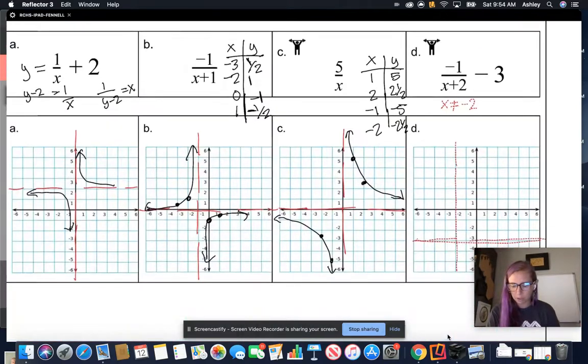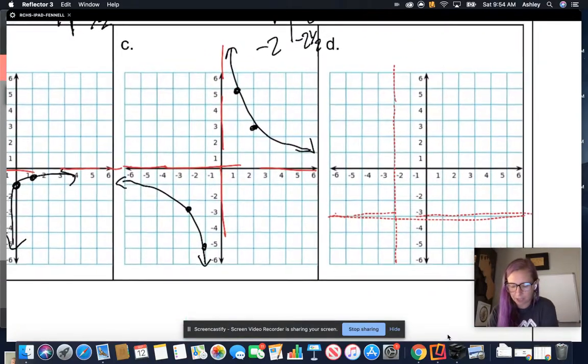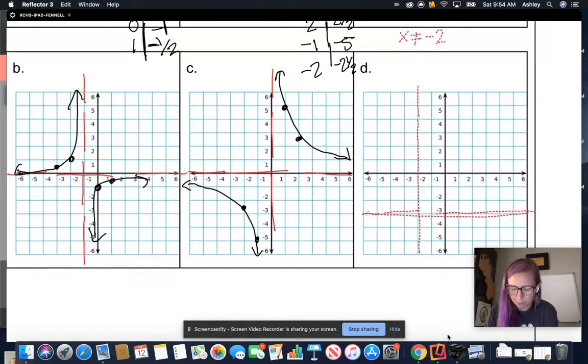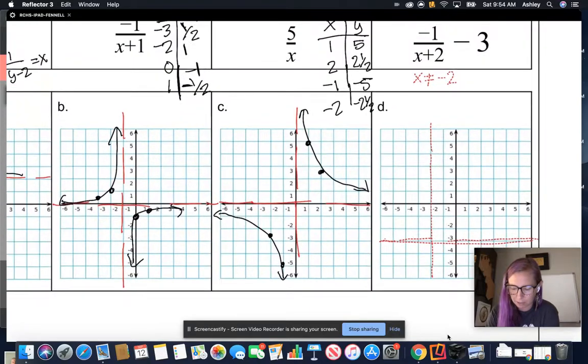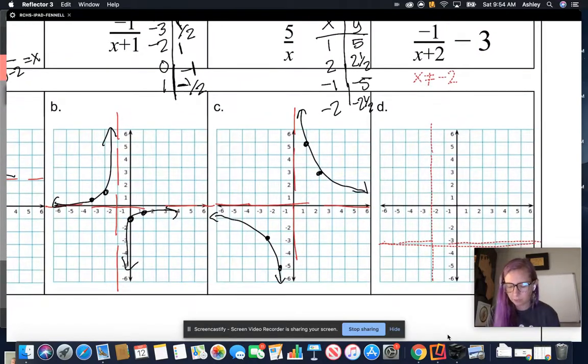But of course, I would create a table at least for a couple of values. So I would plug in -1, for example, to see where that point's going to be. So when I do -1, I get -1 divided by 1, which is -1, minus 3 is -4. So -1 gives me -4 down here. Okay, so let's put that point right there. All right, so again, this curve is going to look like that.